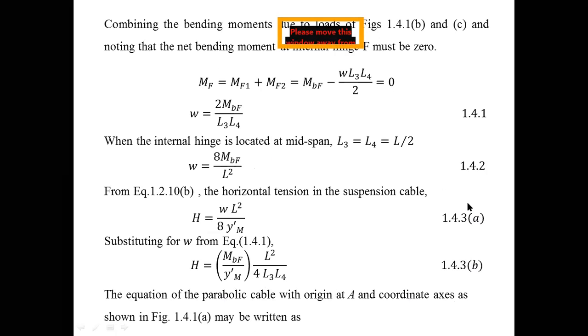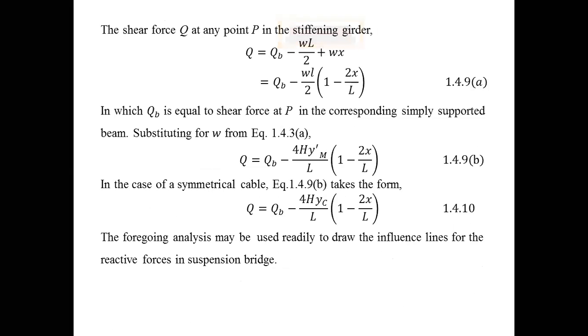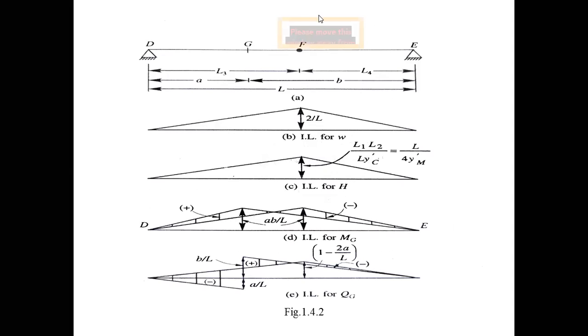(4.3a) and (3b) will give the horizontal tension. From these two equations, you draw the influence lines diagram like this. It is also in this one. It's a triangle, and the ordinate will be like this. If you know the L1, L2, Y dash C, use this equation. If you know the Y dash M, use this equation and find the ordinate.